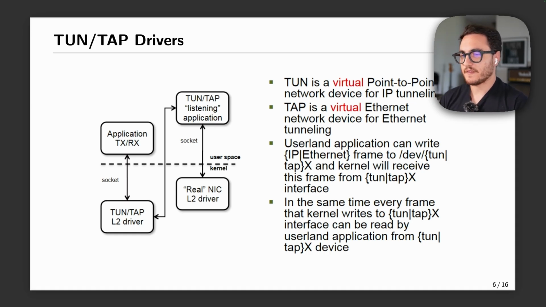We've seen that Katara allows us to create a TUN interface to connect to the internet. Here we're going to use a TUN interface, which is a virtual point-to-point network device for IP tunneling, which is exactly what we need for a VPN. So what happens? The application that runs on top of the tunnel sends traffic to the tunnel through a socket. That TUN interface is attached to a listening application. In this case, it's going to be either the OpenVPN client or server that takes that traffic, encrypts it, and does all it has to do and sends it to the real network interface card.